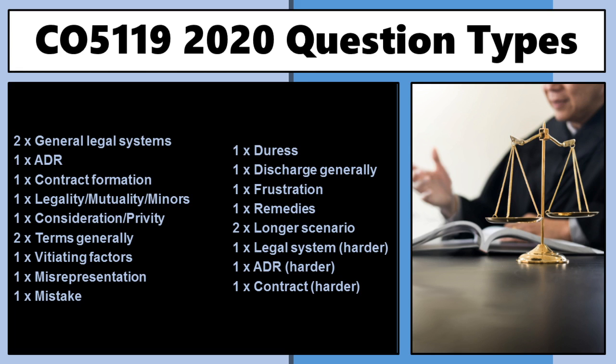After that, we're going to talk about one specific type, or you could have a question on one specific type, which is frustration. Frustration is to do with an event that comes outside of any of the parties' contemplation that completely destroys the subject matter. In fact, coronavirus will almost certainly be a topic of conversation when we reach that part of the lecture series.